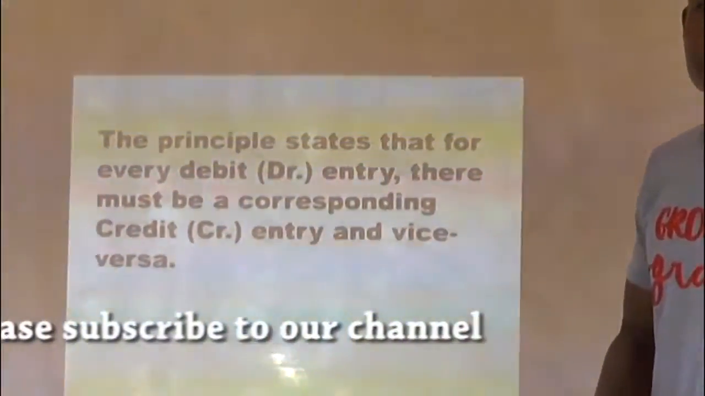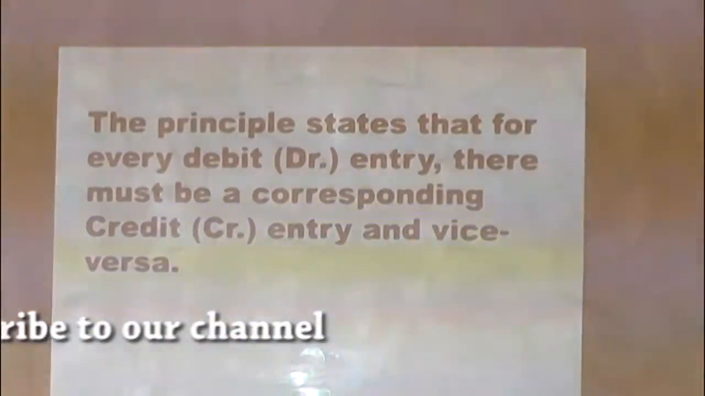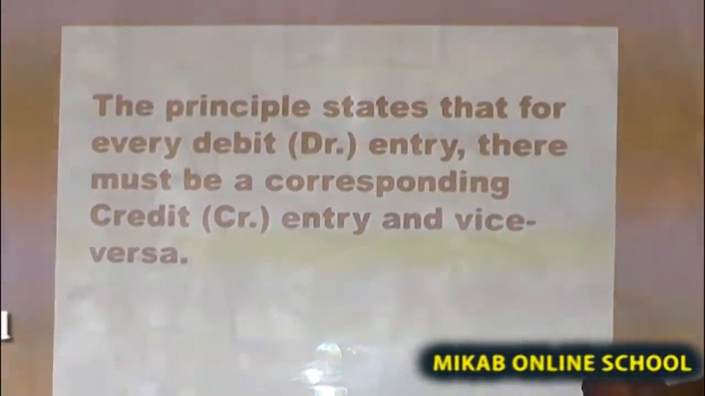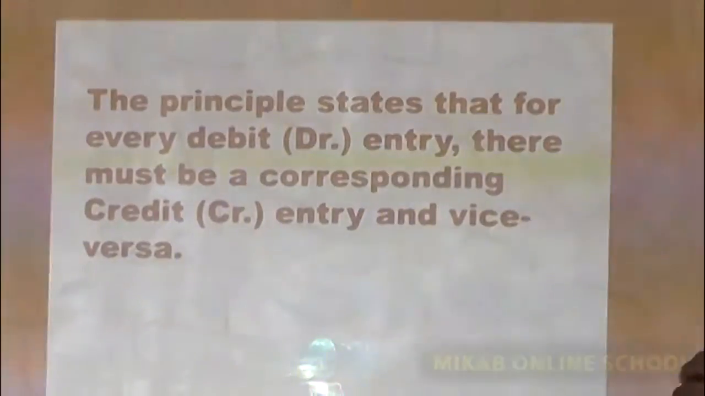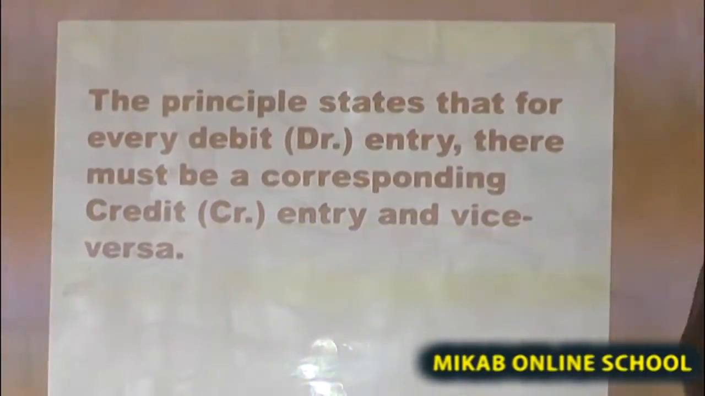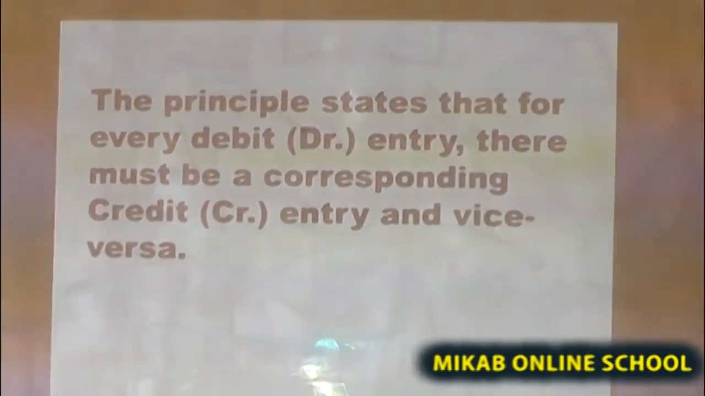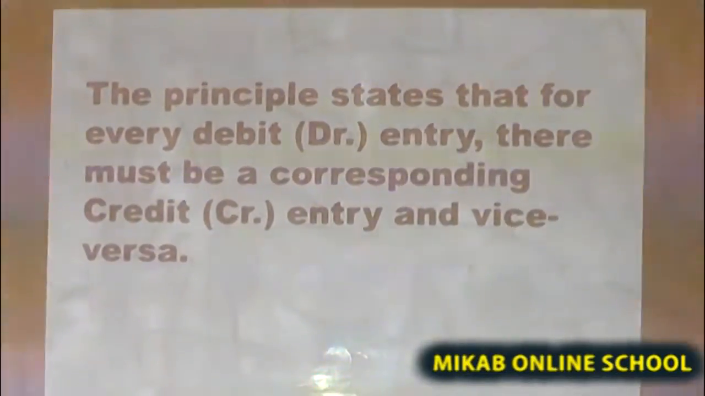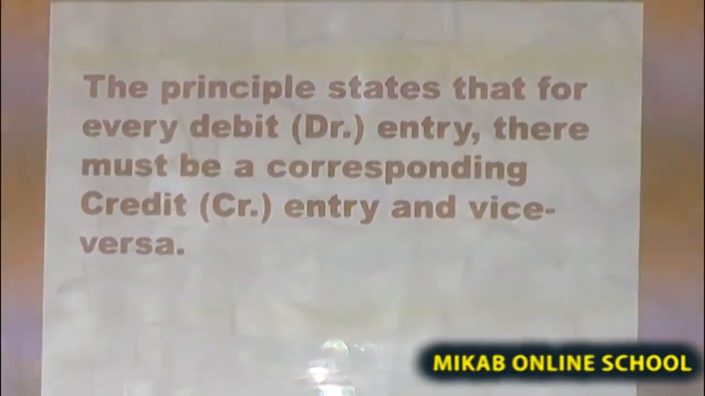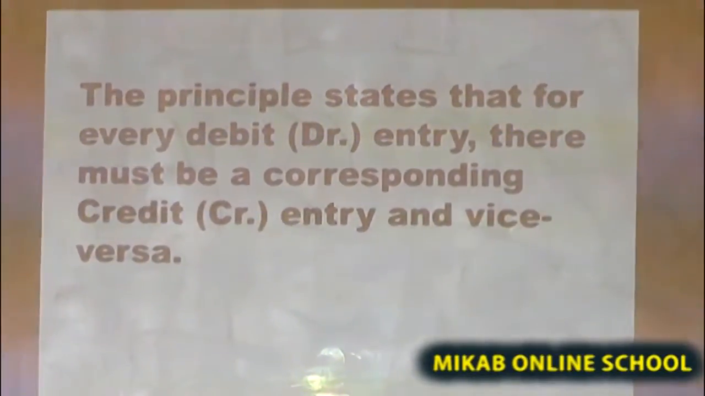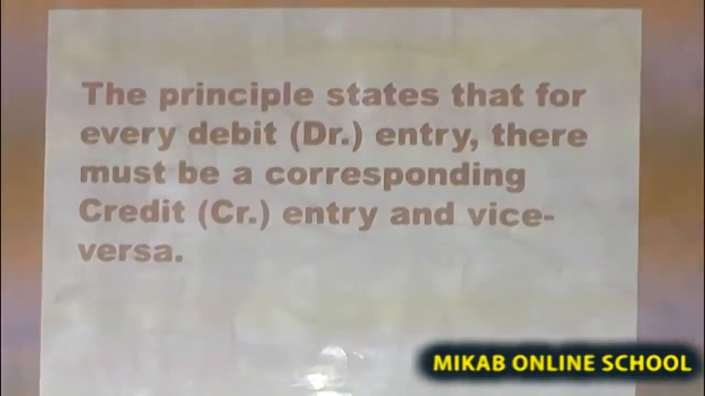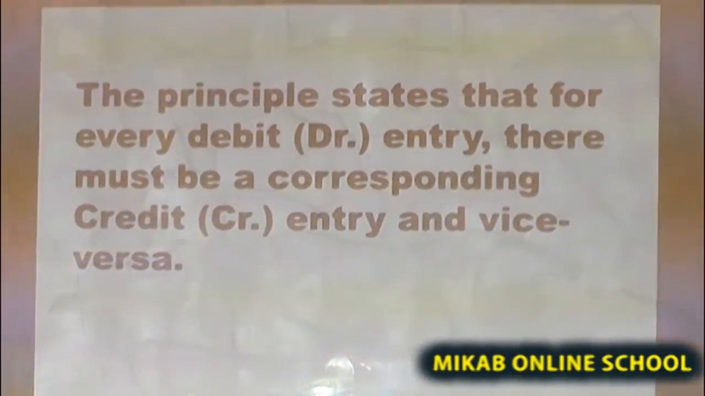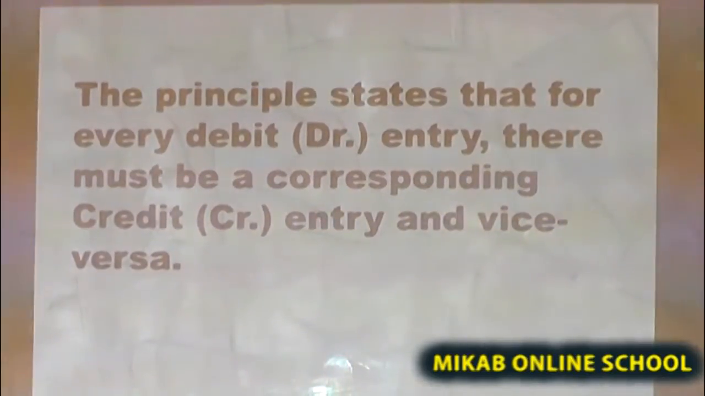You understand that in a law court, you will see a sign, a symbol that shows equality, and that is what the principle of double entry is all about. The principle states that for every debit entry, there must be a corresponding credit entry, and vice versa. In other words, for every credit entry, there must be a corresponding debit entry. That is what the principle is all about.